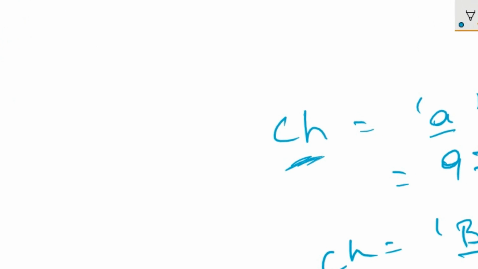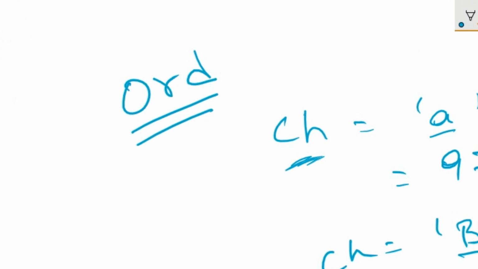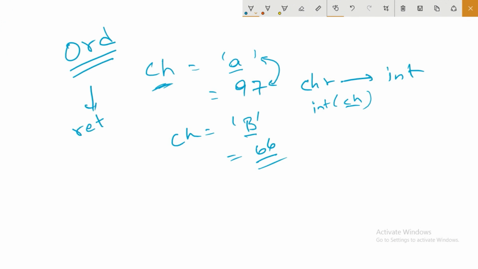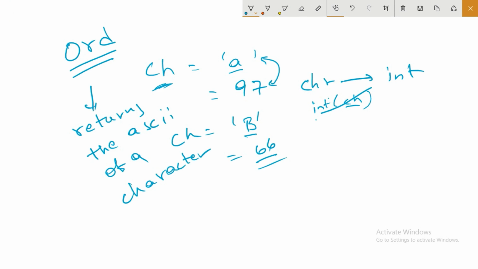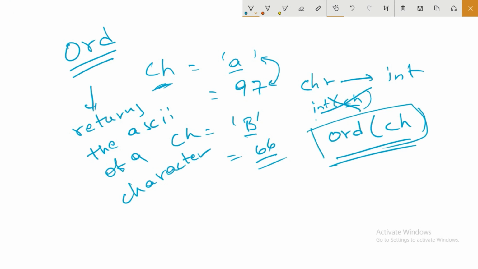The right way to convert a character to an integer is by using a function ord, which returns the ASCII code of a character. So that is the right way of doing it. We can't say integer of ch. What we can say is ord of ch. In that case, we will be successful. Let's go ahead and try it anyway.